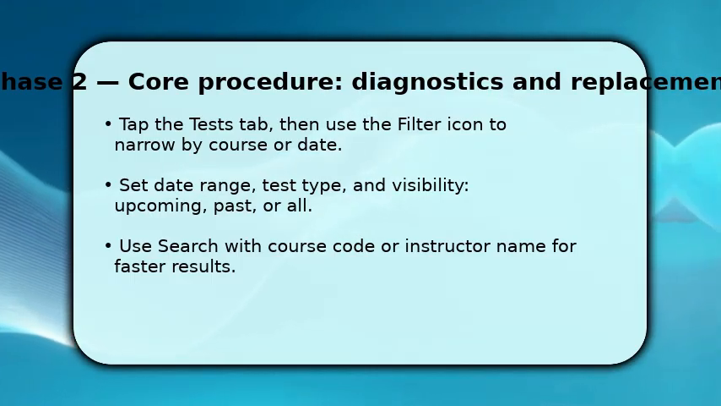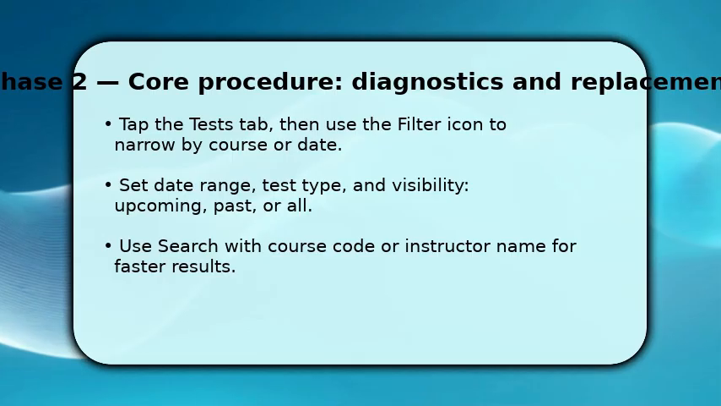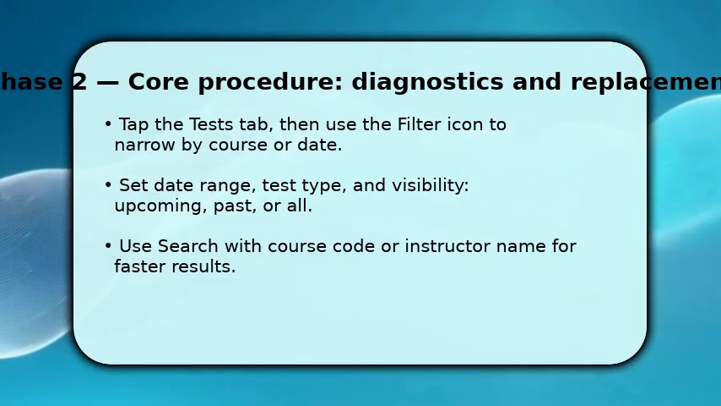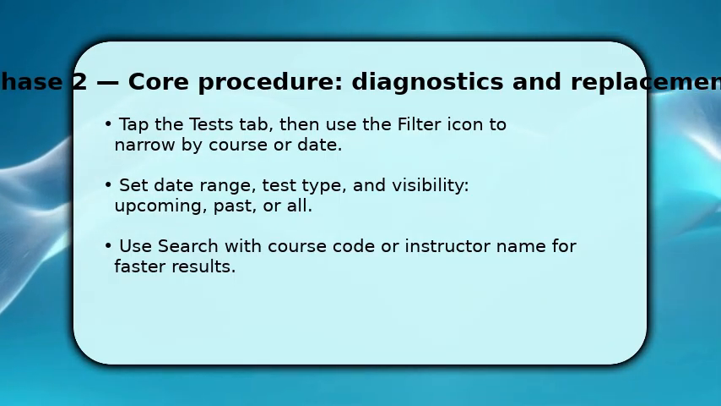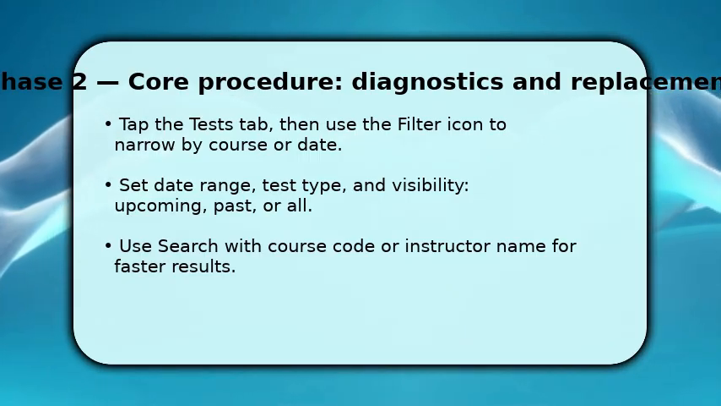Once done, select the date range and test type, for example upcoming only, and choose specific courses. This reduces noise. If there are many entries, you search with the course code or instructor name to jump straight to the right schedule. Make sure to apply the filters. Unapplied filters look like changes, but won't affect the list until confirmed.